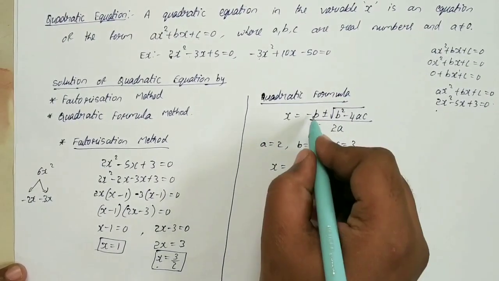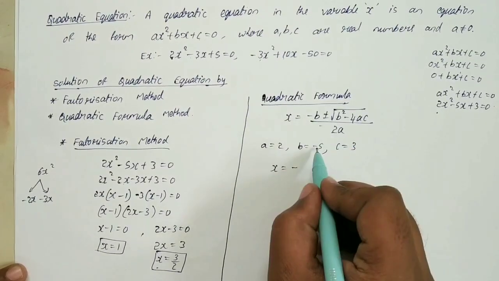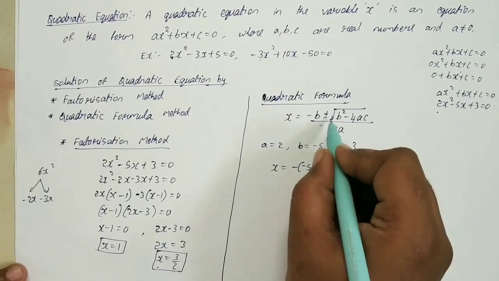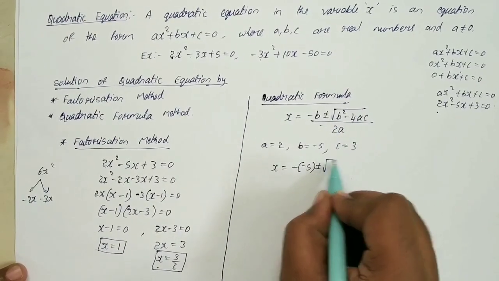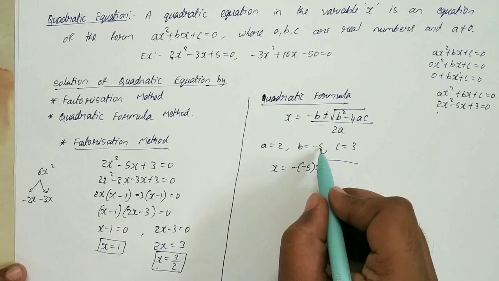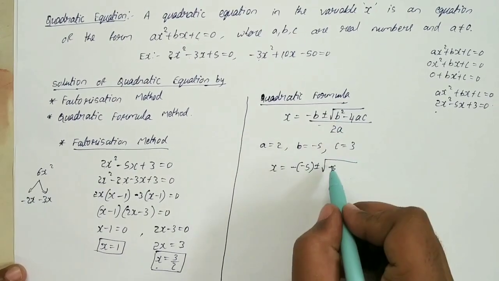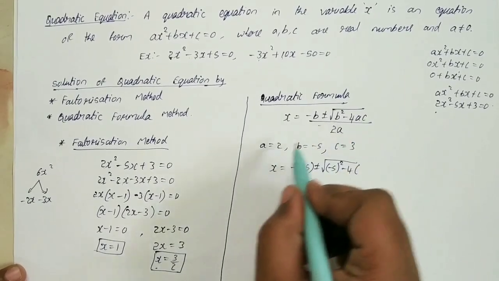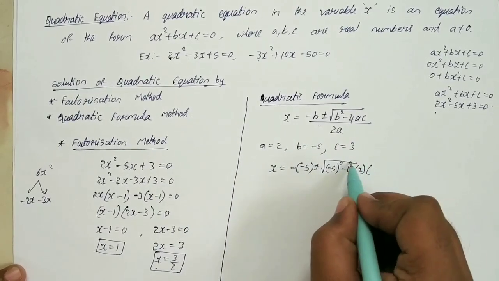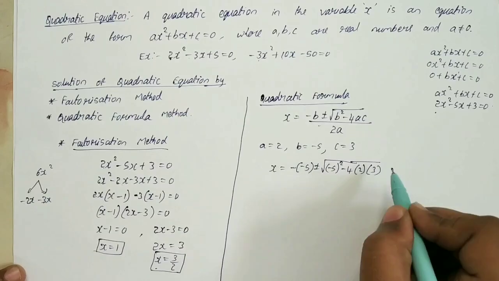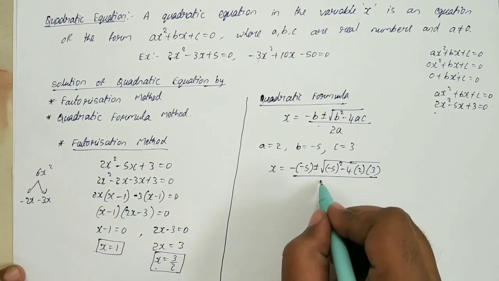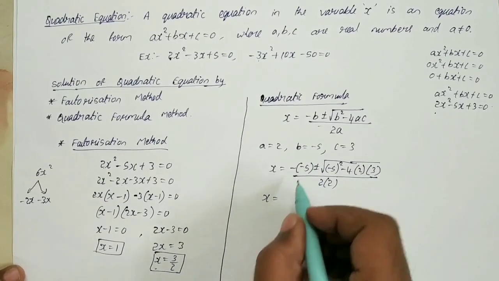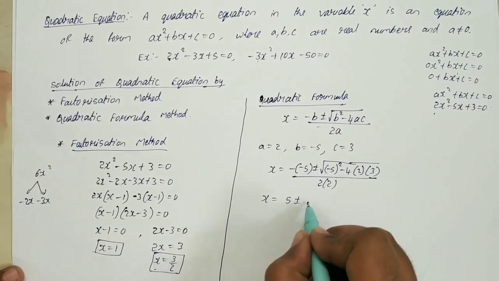So x is equal to minus, as it is, the b value. What is the value of b? Minus 5. Since there is a minus here, I will take the bracket minus 5. Plus or minus is there as it is. Square root of, as it is, again in place of b, I will write minus 5, with the square as it is. Again minus 4 as it is, into, in place of a, I will substitute the value of a, that is 2, and in place of c, the value of c, that is 3. Whole divided by 2 into the value of a, which is 2.